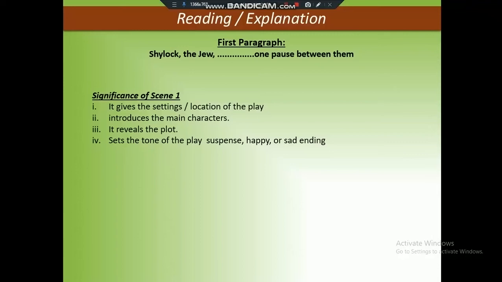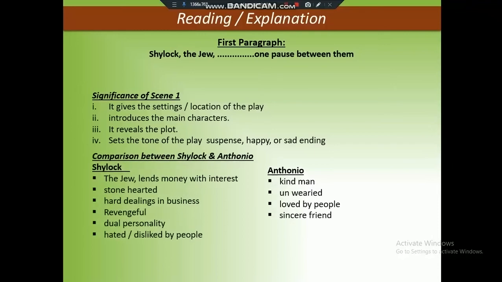Then the first scene introduces the main characters. Shylock and Antonio are exposed. It reveals the plot as well. From the very start, you can observe that after the introduction, the conflict is also described between Antonio and Shylock. Their hatred is explained, and the first scene sets the tone of the play. Tone means you can guess whether the play is going to have a suspenseful, happy or sad ending. So this is the beauty of Shakespeare's plays.